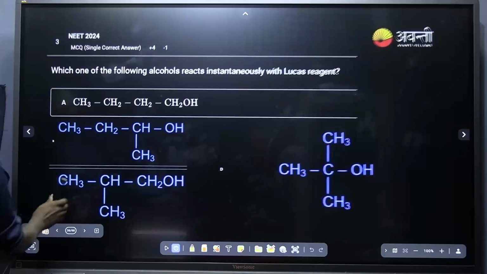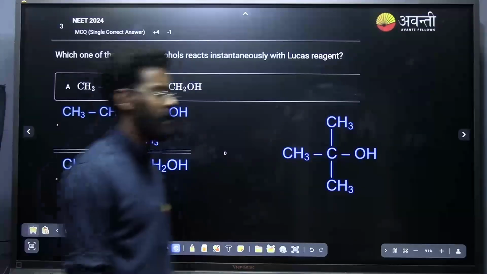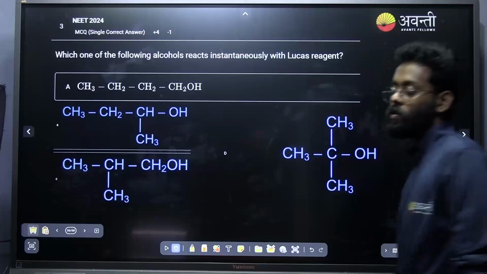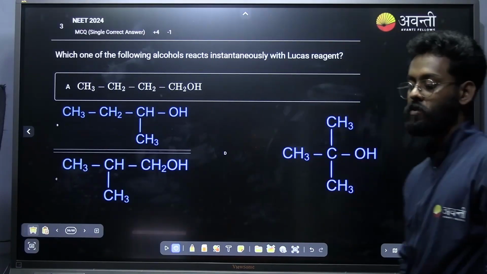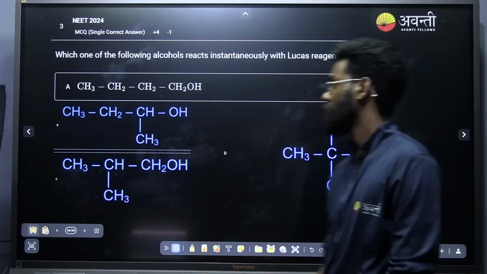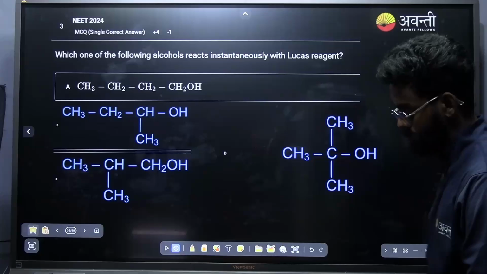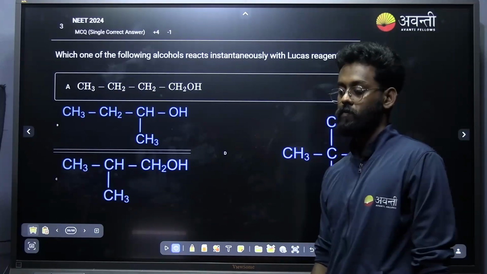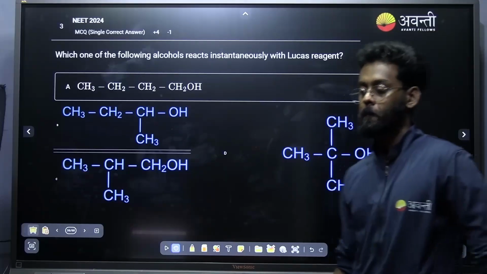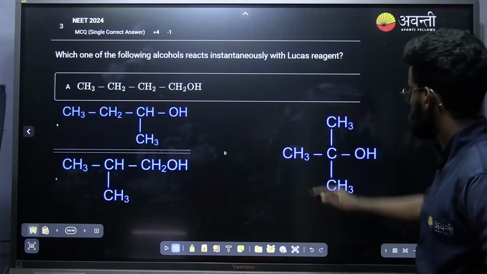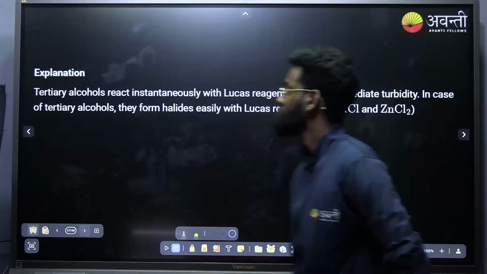Which one of the following alcohols reacts instantaneously with Lucas reagent? Another easy question. Lucas reaction, you already know, it will give immediate reaction with the tertiary alcohol, then secondary, then primary, as it is following SN1 mechanism. Yeah, what is the answer? Option D, very good. This is tertiary, so this will be giving the Lucas test immediately.